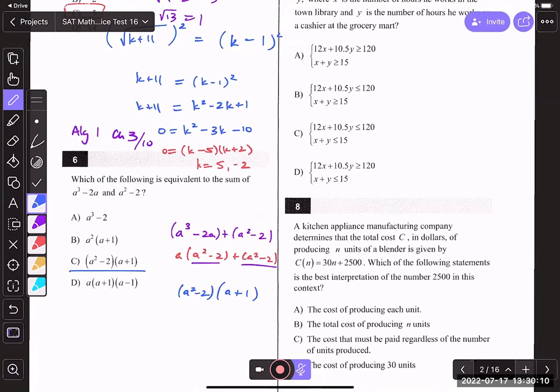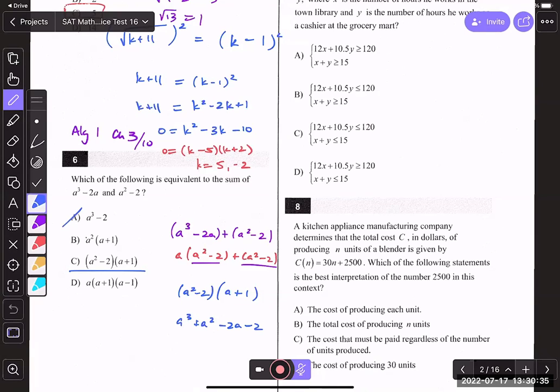So this is called grouping, actually. This is a method of factoring called grouping. If you're not familiar with this method, what you can do is just add everything together, right? You get a cubed plus a squared minus 2a minus 2. And then what you'll recognize is, okay, well, from here, obviously a cubed minus 2 is not it.